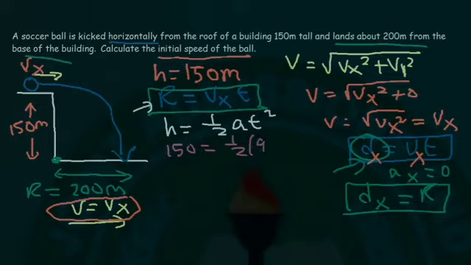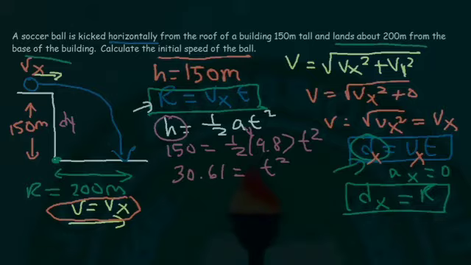Acceleration, we're just going to plug in 9.8. By the way, this is acceleration in the y direction, since height is vertical displacement, it's dy. So half of 9.8 is 4.9, and 150 divided by 4.9, that's about 30.61, and that's equal to t squared. So we're going to take the square root of both sides.